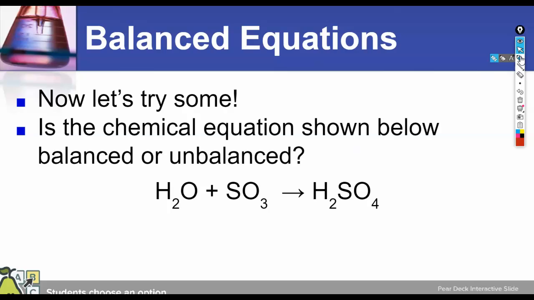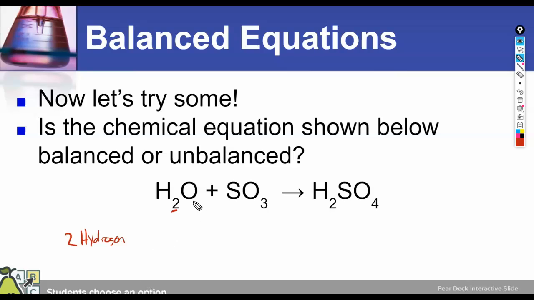Okay, so let's try another one. And again, our objective is the same. We want to know, is this equation balanced, yes or no? Okay, so pause it here, try to do this example on your own. Okay, so let's take a look. Let's see how many hydrogens we have on the left side. Okay, so I see hydrogen right here, and we have 2 hydrogens and no coefficients. So on the left side we have 2 hydrogen atoms.